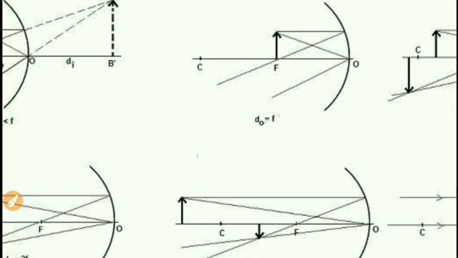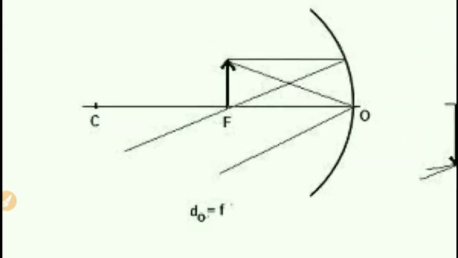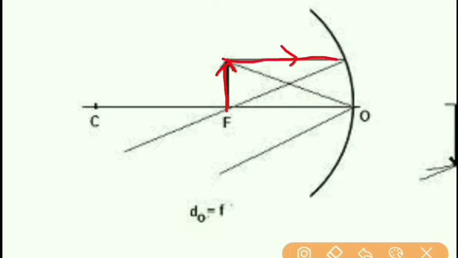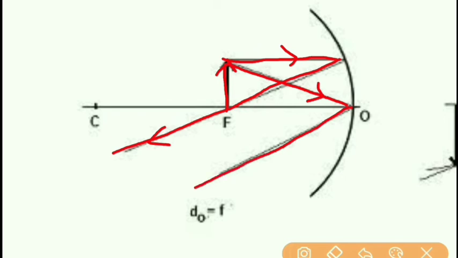Next case. Now the object is placed on the focus. In the previous case it was between C and F, somewhere here, but now it is on the focus. So one ray we have taken parallel as usual. After reflection it passes through the focus. This is the reflected ray. Another ray towards the pole, this is the incident ray. After reflection it is moving in this direction.